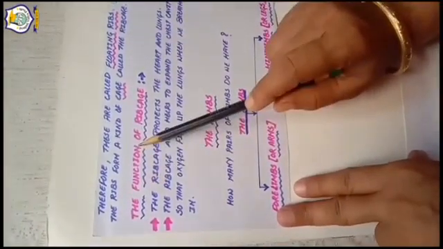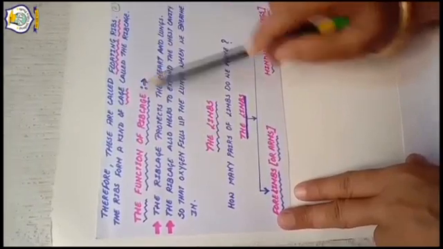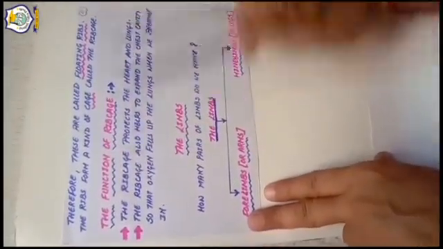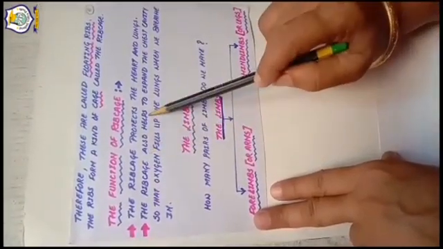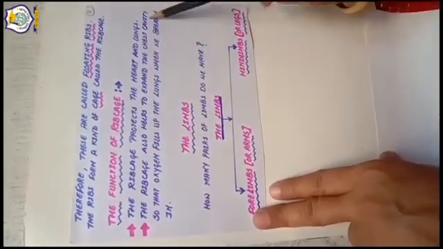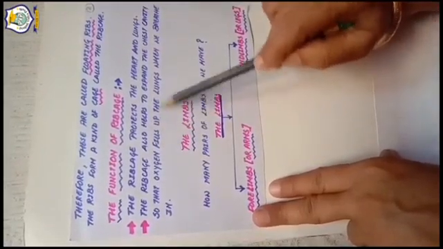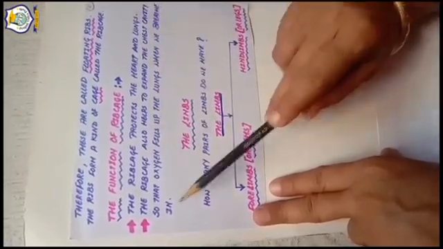The function of the rib cage: the rib cage protects the heart and lungs. It also helps to expand the chest cavity so that oxygen fills up the lungs when we breathe in.